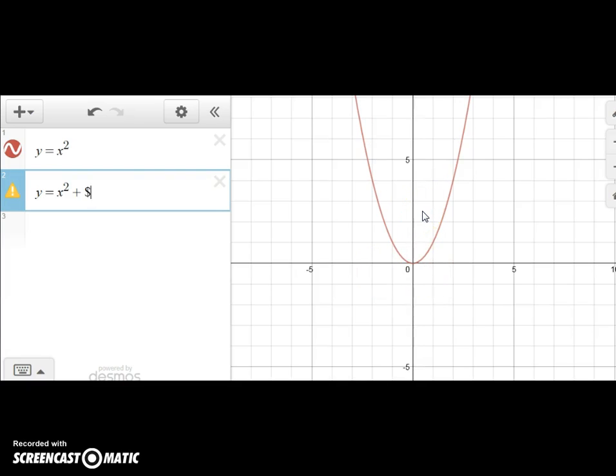Okay, let's see that again. So if I add 4 to the back, notice it goes up 1, 2, 3, 4. If I add 5 to the back, it goes up 5. All right, so that's a translation. It moved it up north 5 positions when I put in the 5.